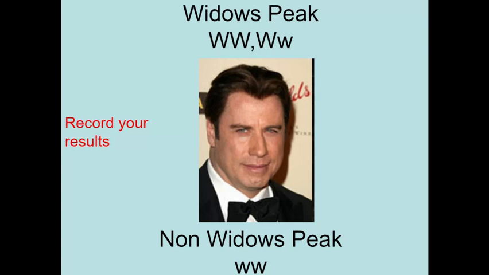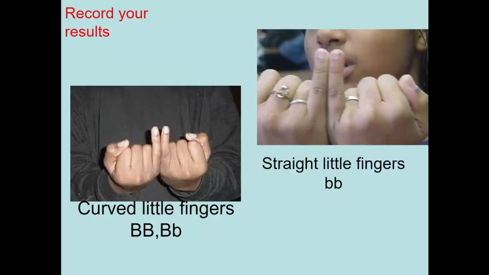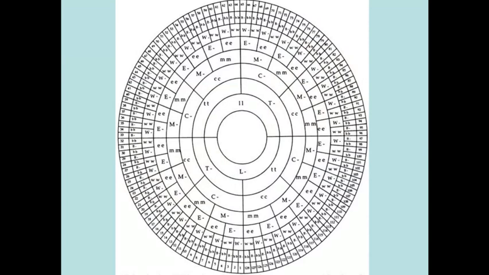Do you have a widow's peak? Pull back your hair and have somebody look at your hairline. If it comes to a V, a point in the middle, then you have a widow's peak. That's 2 dominant. Look at your little pinkies. Hold them side by side. Do they form straight together? Then you have 2 recessives. Or if they curve near the top or halfway up and they curve away, then you have a dominant trait.